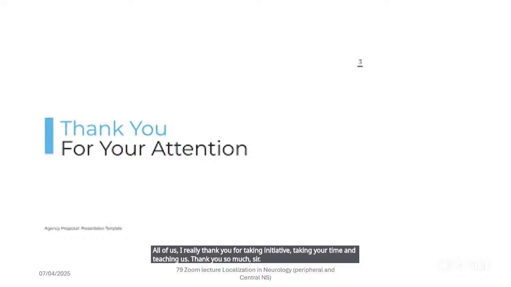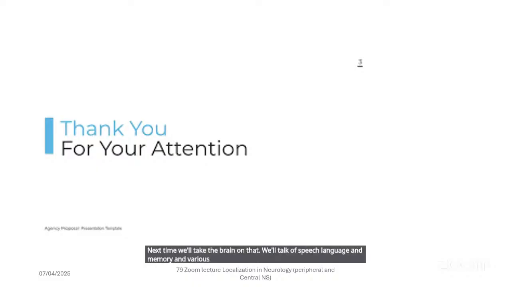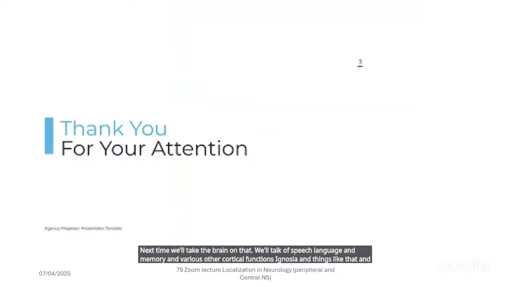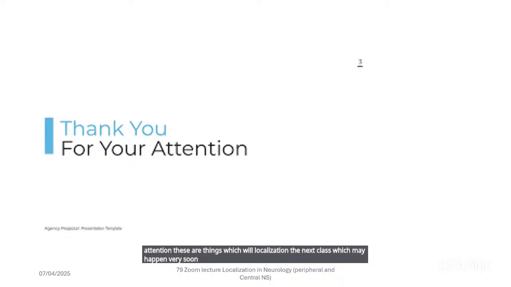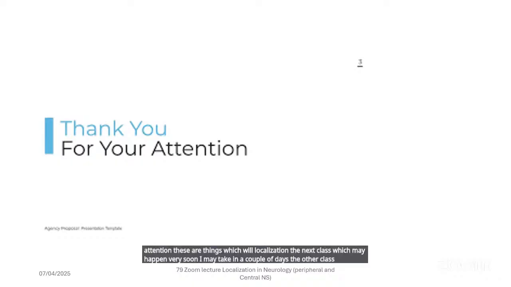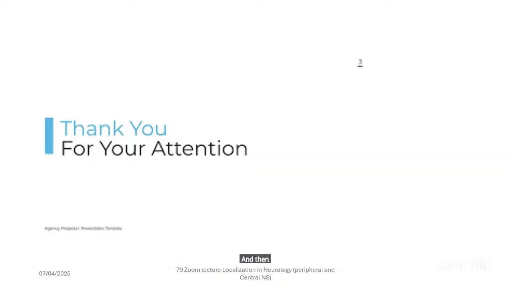Next time we'll take up the brain. We'll talk of speech, language, and memory, and various other cortical functions, agnosia, awareness, attention, and things like that. These are things which will come in the next class, which may happen very soon. I may take the other class in a couple of days, so that the whole thing is completed. And then in the brainstem we will take the various cranial nerves and how they are affected.